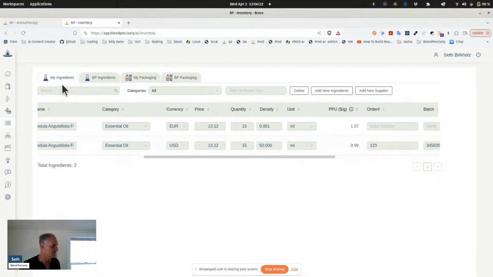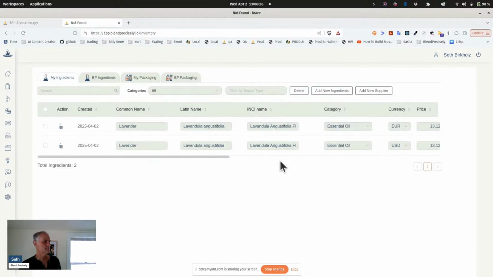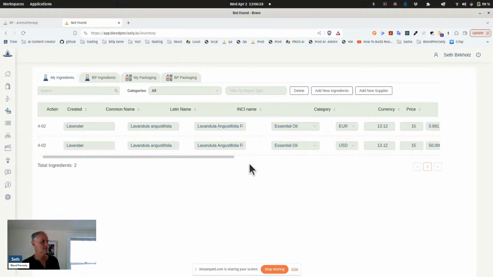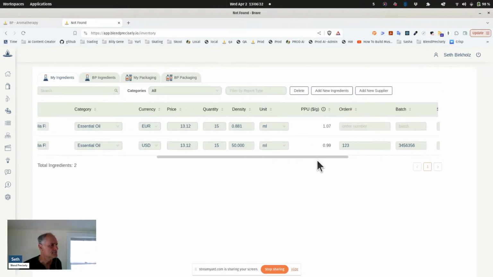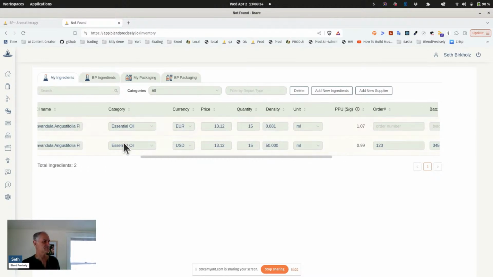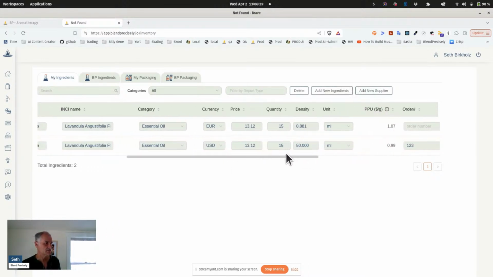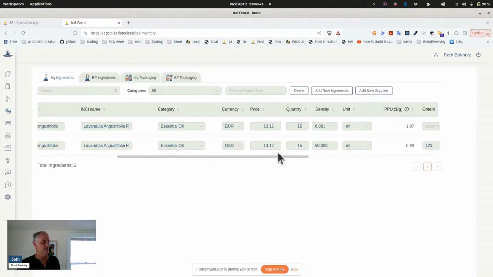Let's see, it's not updating for some reason here. Let me just reload that and go see what that is. Oh, the price isn't changing because it's not looking at the density in this price per gram calculation. So at any rate, it changes. Why is this not updating? Okay.